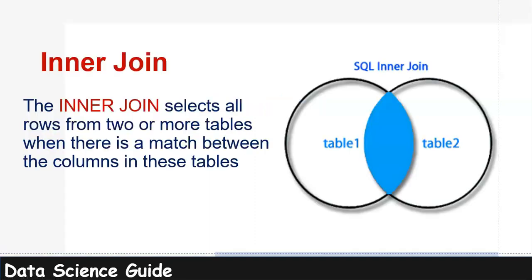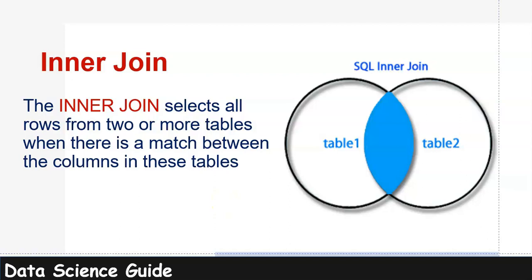So what is inner join? Inner join selects all rows from two or more tables when there is a match between the columns in these tables. So if you look at this picture, you see that we have table A or table 1 and table 2, and only the rows from the matching of these two tables will be retrieved. That's based on the matching rows in the columns in these two tables.